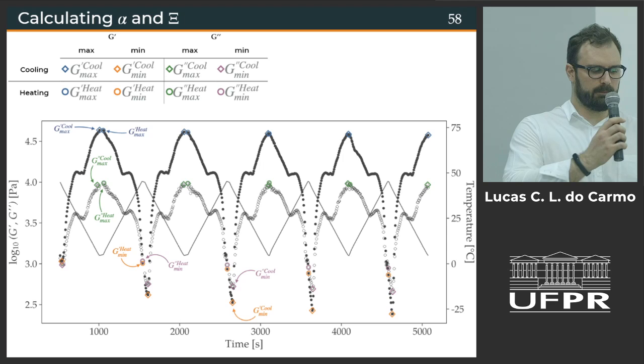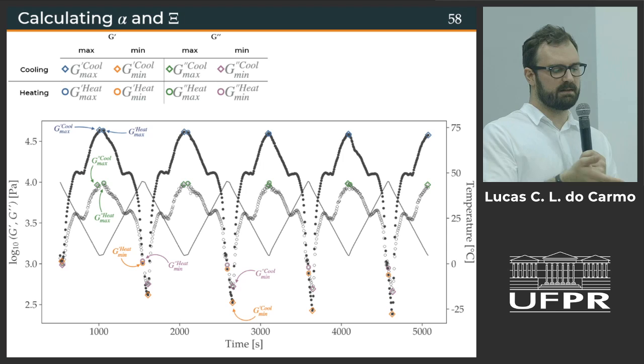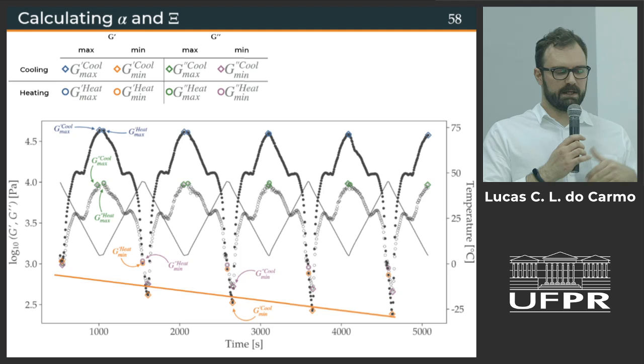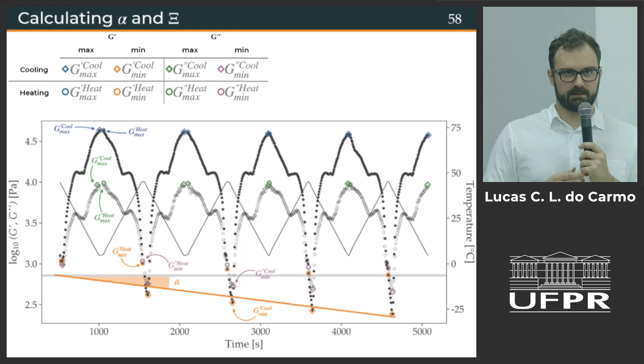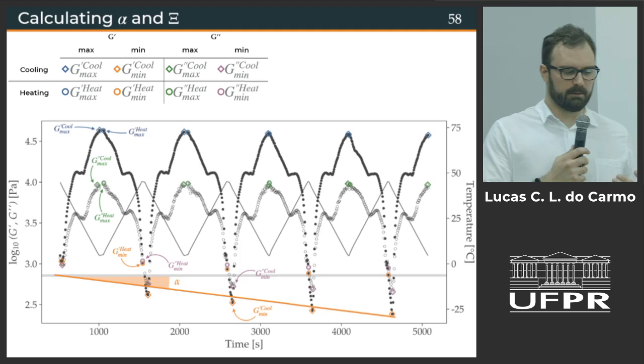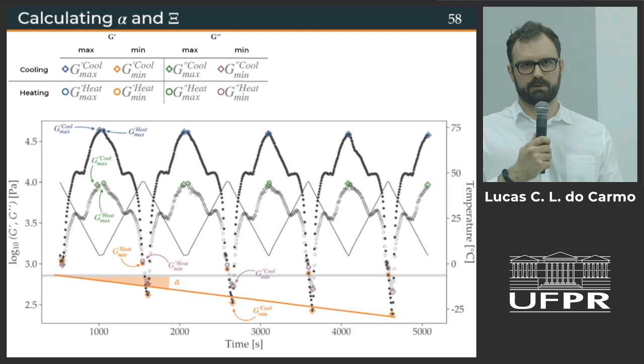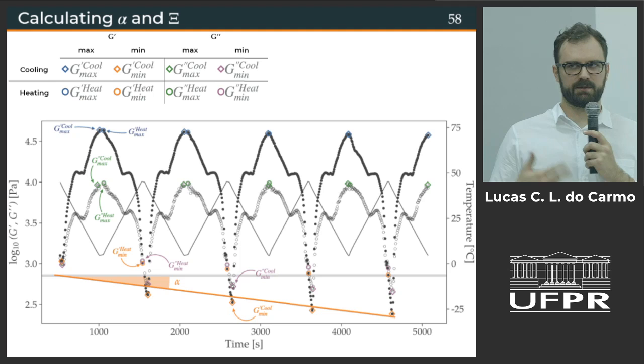Now, to calculate a parameter that would allow us to translate these numbers into physical stability, a linear regression model was applied over each one of these groups. Here in orange, this line represents the points that are within the G prime values on cooling ramps and the minimal value. For each ramp, there is a minimal and a maximum value. These are the minimum values here. And we calculated the angular coefficient of this regression model, and we called it alpha. This alpha is an index of how much the rheological parameters of the formulation change over temperature cycles. And this was calculated for each one of these 8 groups for all the experiments over 182 days.